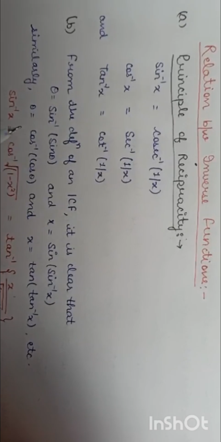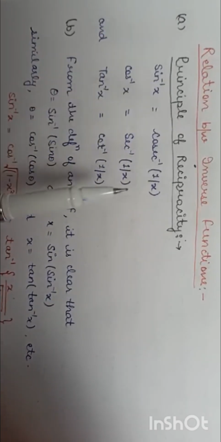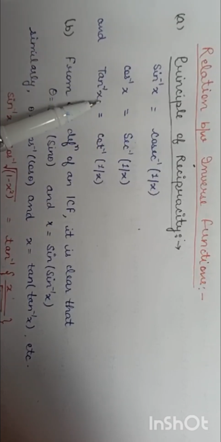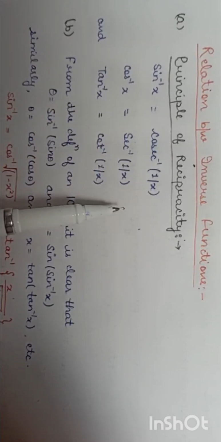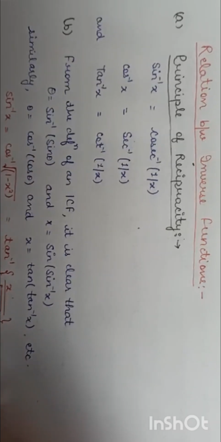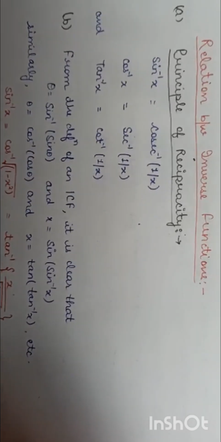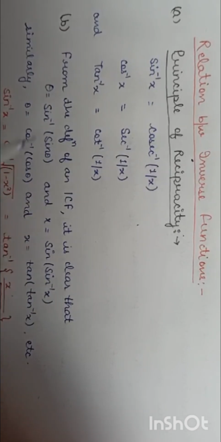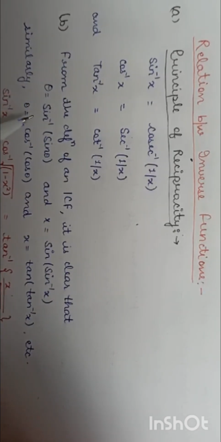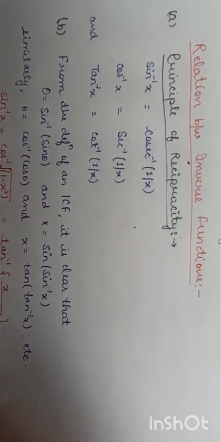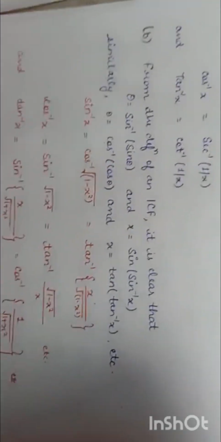Sine inverse x is cosec inverse 1 by x, cos inverse x is sec inverse 1 by x, and tan inverse x is cot inverse 1 by x. Next, from the definition of an inverse circular function, it is clear that we can write theta equals sine inverse sine theta and x equals sine inverse x. Similarly we can write it for cos, tan, and any trigonometric function.